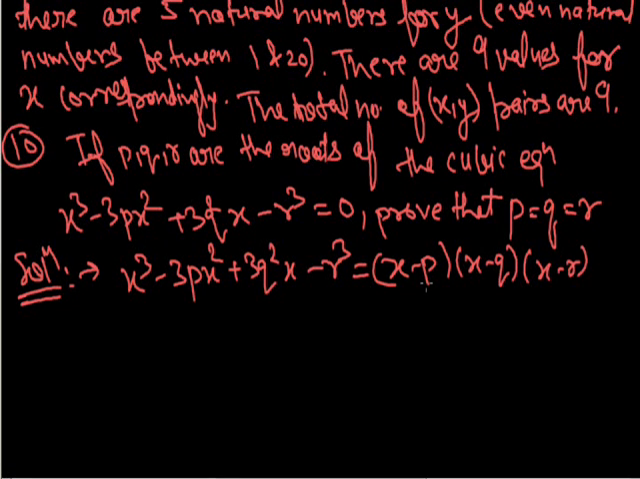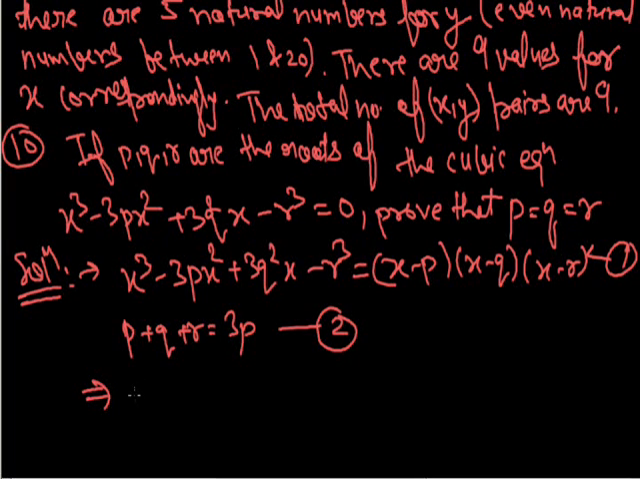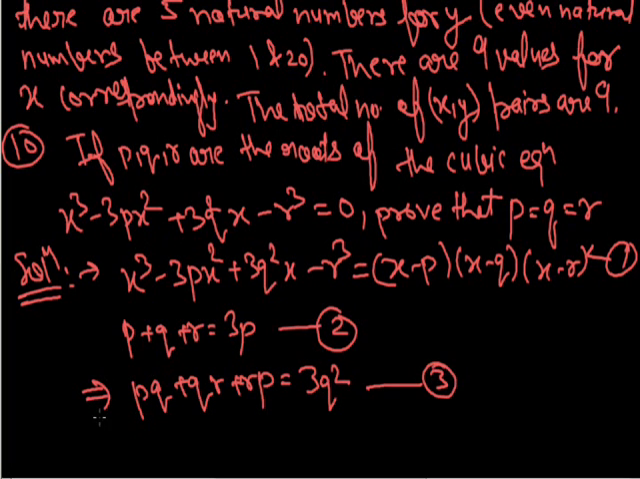By equating the coefficients of identical powers of x on both sides, we have p plus q plus r is equal to 3p. Let it be equation 1. Again, we have the sum of pairs of p, q and r, that is pq plus qr plus rp, equal to the coefficient of x in the LHS, that is equal to 3q square. That is equation 3, and the last equation may be given as pqr is equal to r cube, that is equation 4.